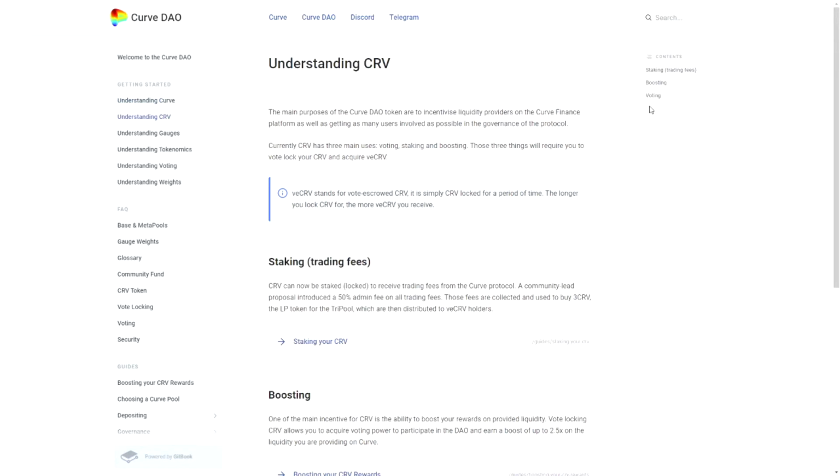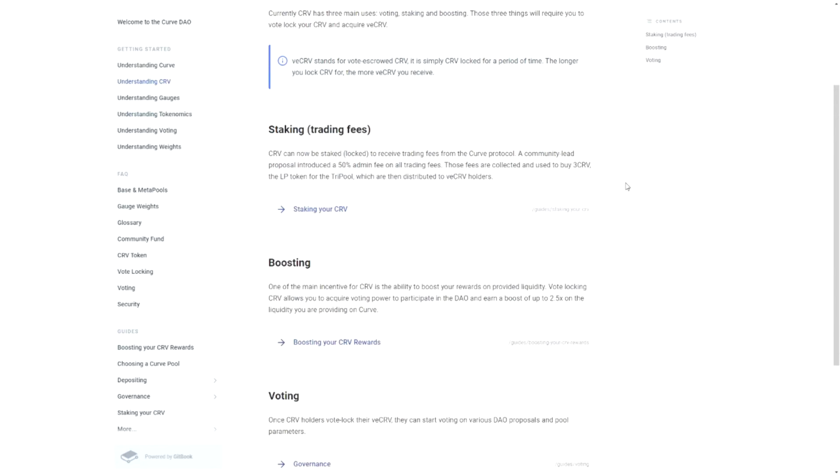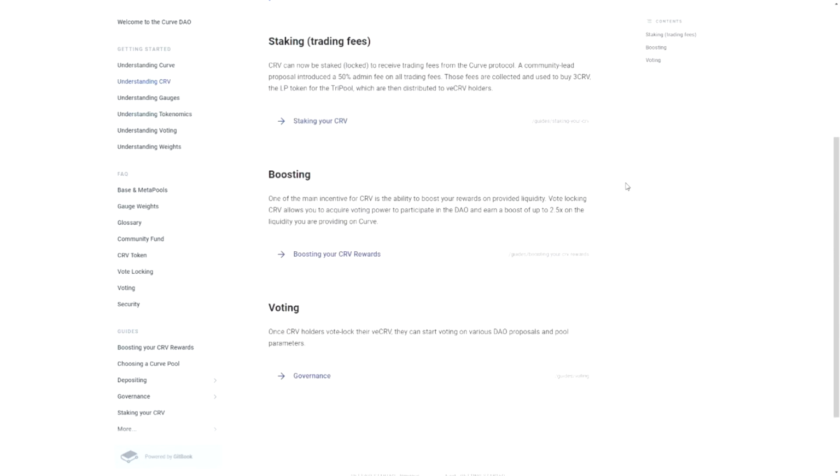But what else can we do with the CRV token except holding it in our wallet? If we stake it, in other words, if we lock it up for a certain period of time, we can use it to get extra trading fees. Then we have the boosting mechanism. So you'll see a regular annual percentage interest, and then you'll see a boosted one. So you get a maximum boost of 2.5 if you lock your CRV tokens up. And last but not least, of course, the main reason why we have the token is for voting. So as soon as you lock up your tokens for voting, then you'll receive a token that you can then use in the various proposals.